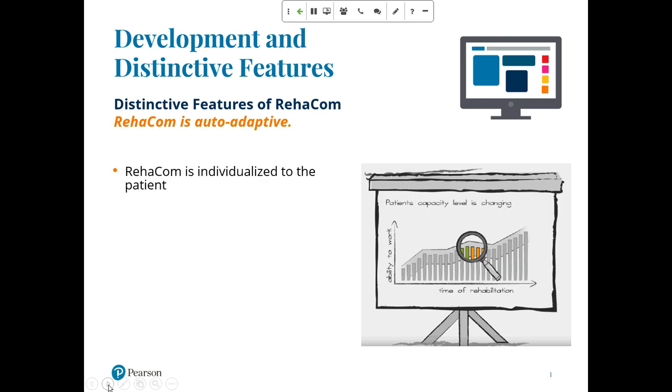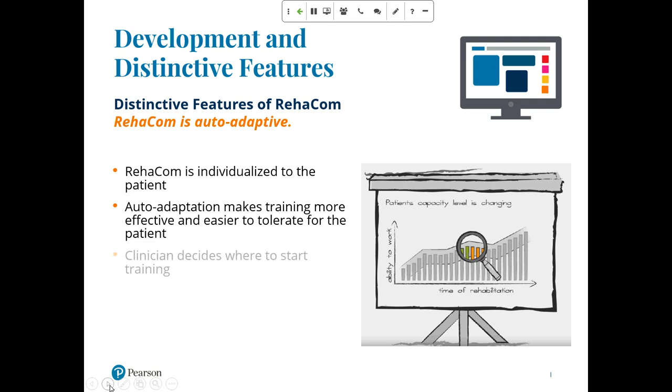So it is auto-adaptive, and it's individualized to the particular patient that you have. What does that do? Well, it makes the training effective and easier to tolerate. The patient doesn't feel like, I'm frustrated because I can't do this, this is too hard. What it does instead is it makes it easier, and then day to day, as the patients change, perhaps there are good days and bad days, the program can adjust as well.